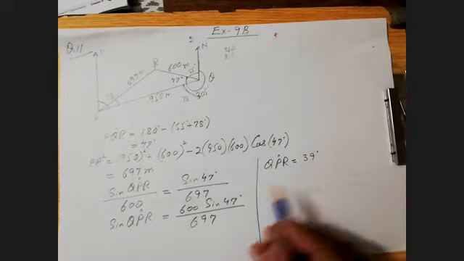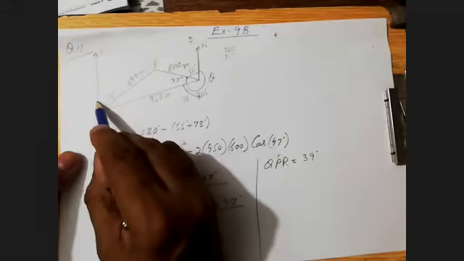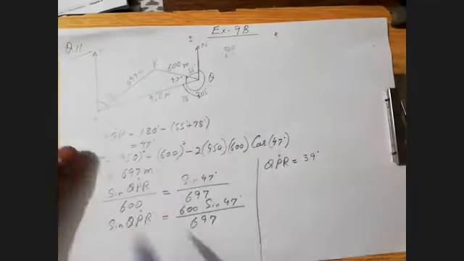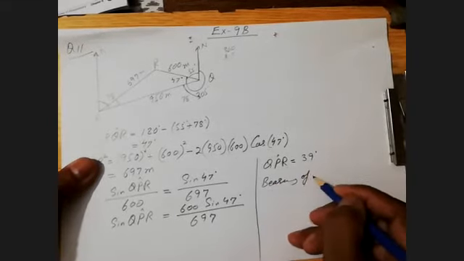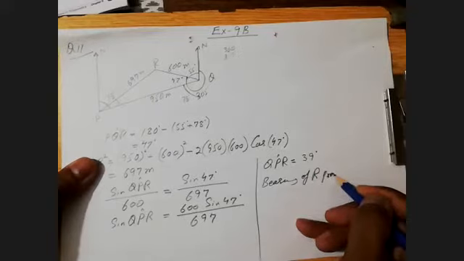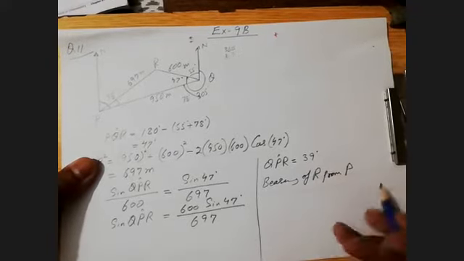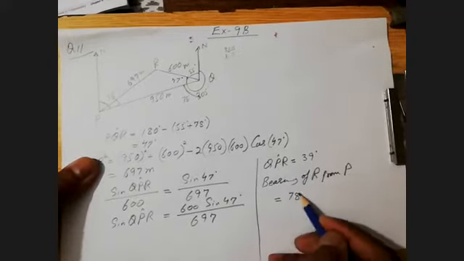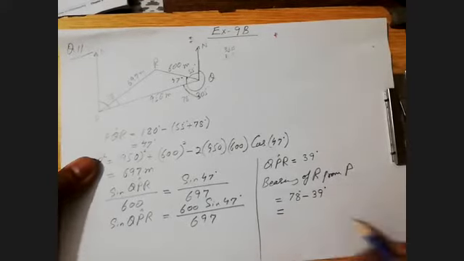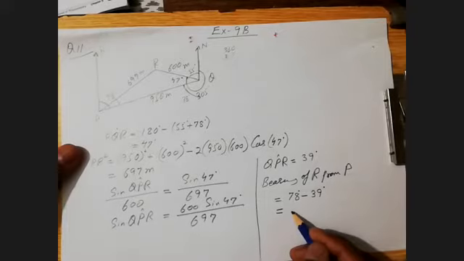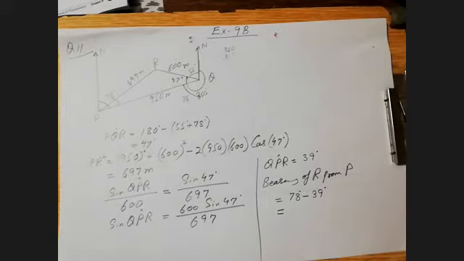Okay, so now we can find the bearing of R from P. Bearing of R from P is equal to 78 minus 39. So what will be the answer? Let me see what answer you are giving me. Please write down the answer.